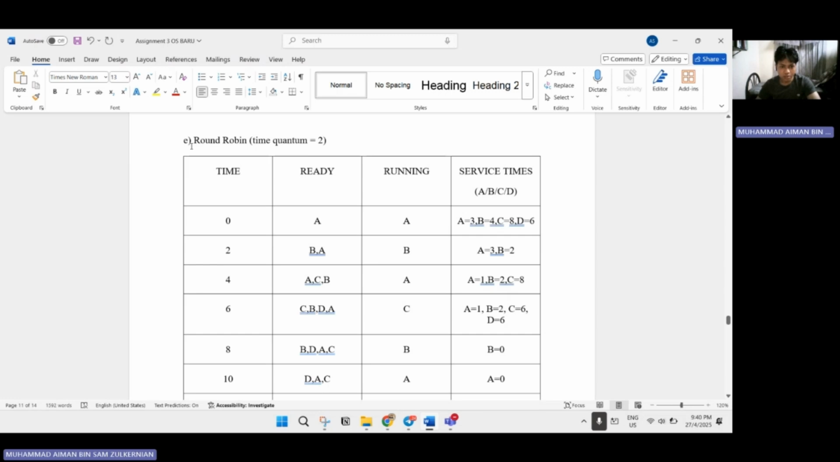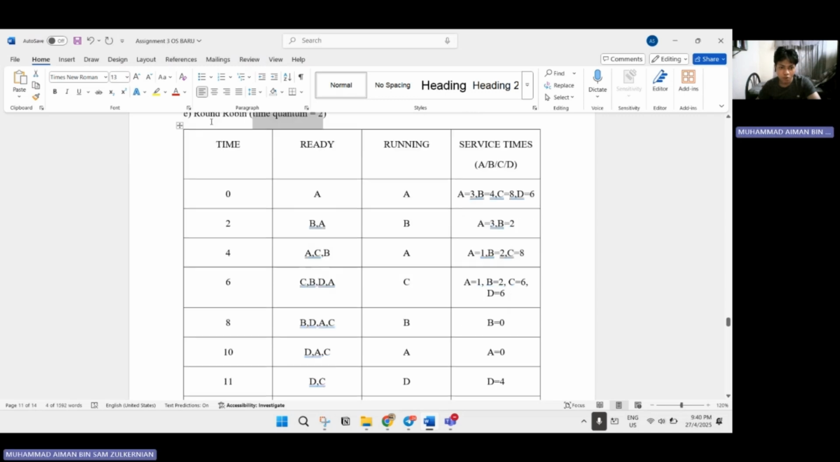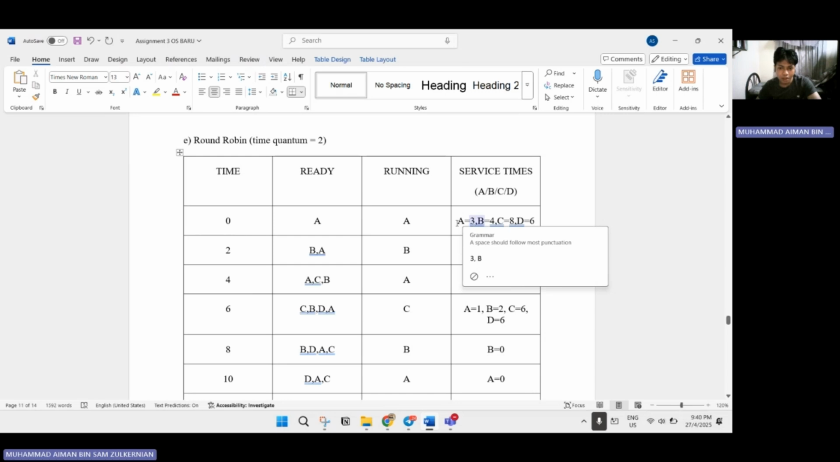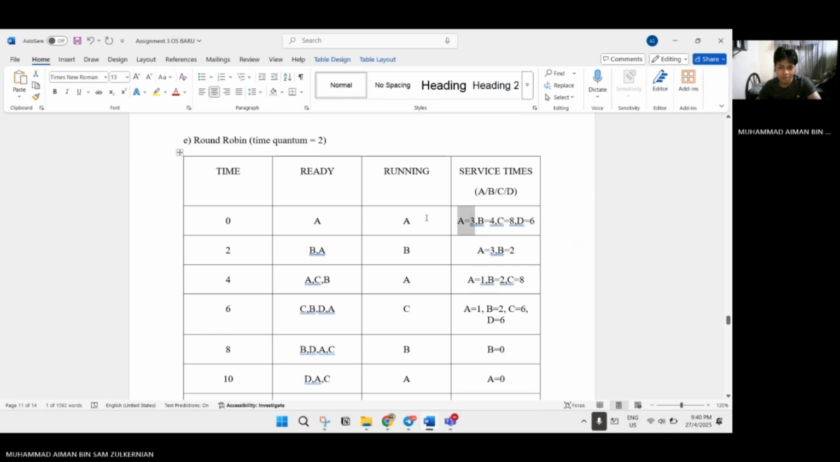Okay, let's start with the round robin for question A. So we got the time quantum equal to 2. At time equal to 0, the ready is A. For the service time, we got A equal to 3, B equal to 4, C equal to 8, and D equal to 6. So at first, we use first come first serve. A equal to 3, we run the A.